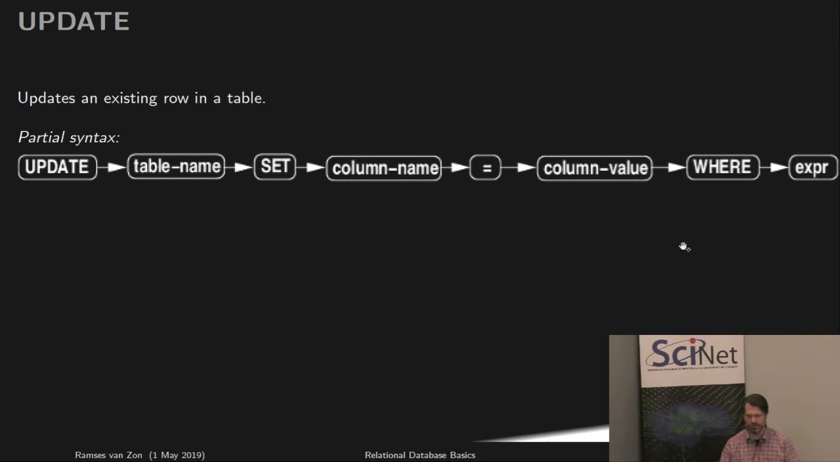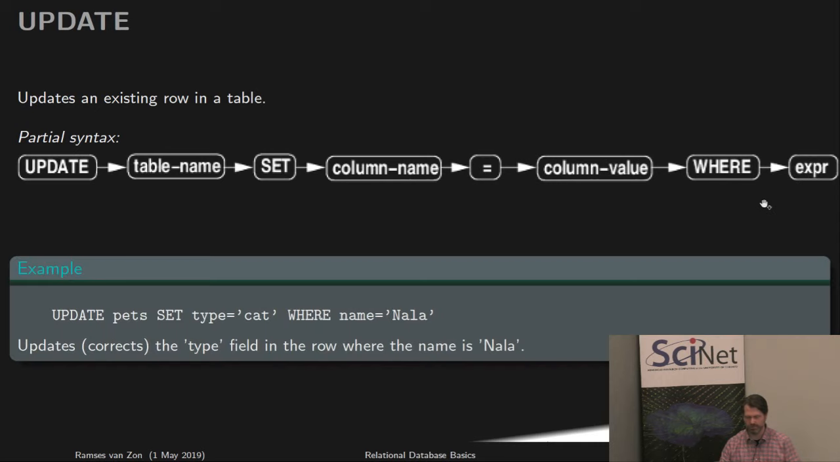So you have where expr. Expr stands for an expression. So it could look like this. I could update the pets table, setting the type to cat, where it was dog before, where the name is Nala. So it just looks for all the rows where the name is Nala, and there it's going to change the type column into cat.